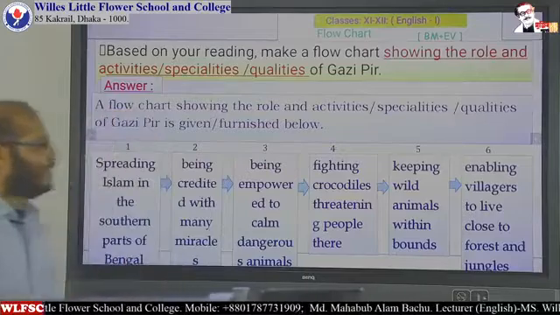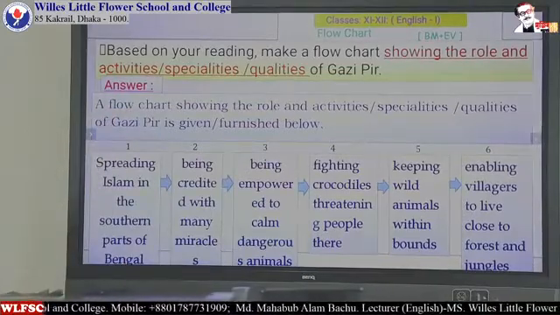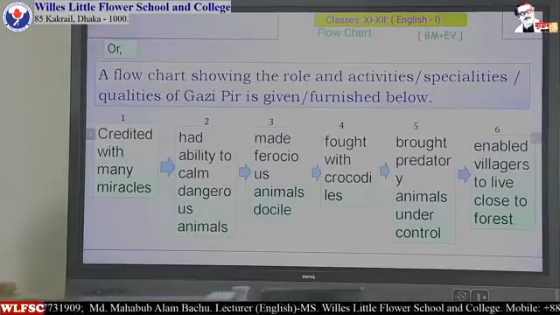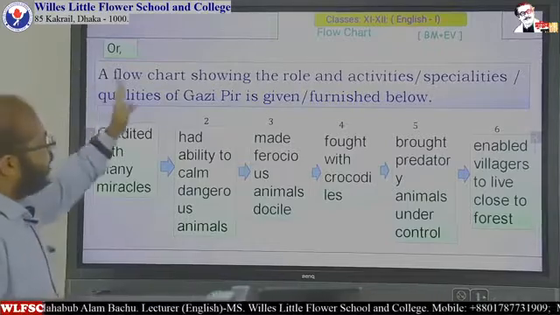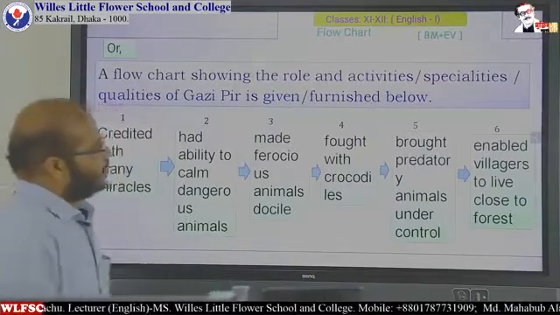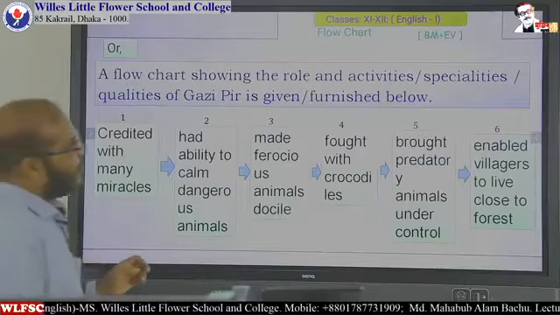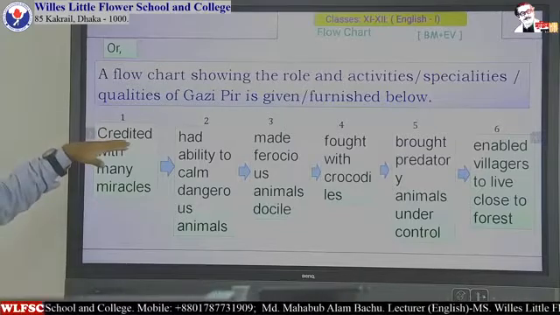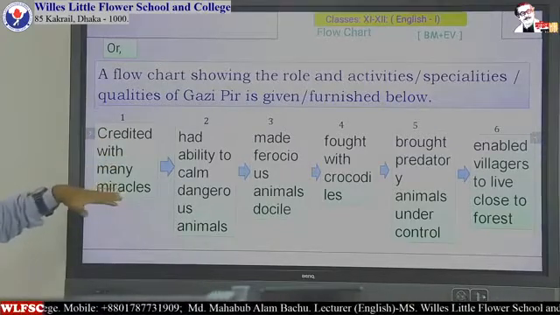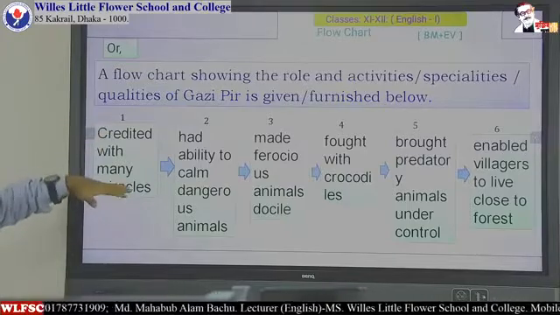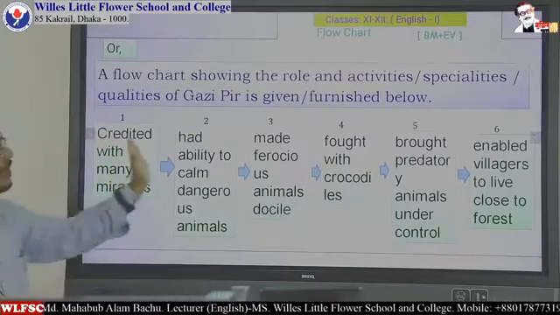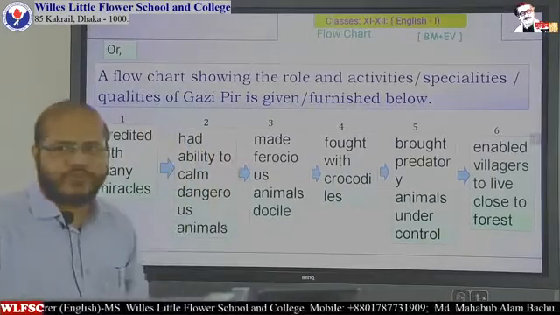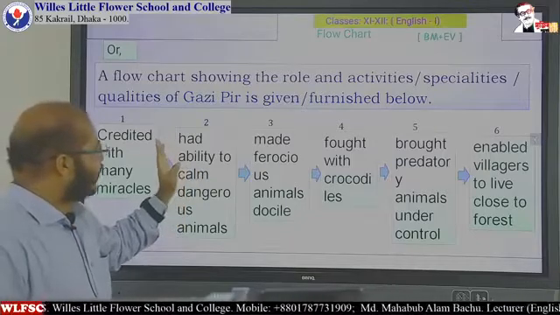Okay, this is an answer, and you can follow the alternative one: a flowchart showing the role and activities or specialities or qualities of Gazipur is given or furnished below. And if you find that your answer started with the past participle form, credited with many miracles, you have to answer in this way, and you have to start your answer with the V3 form for writing the next ones.